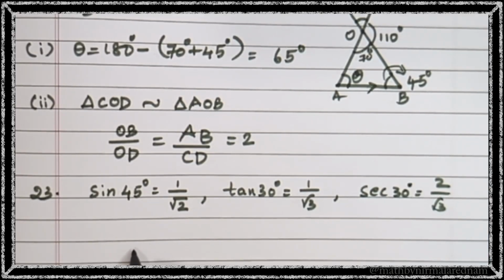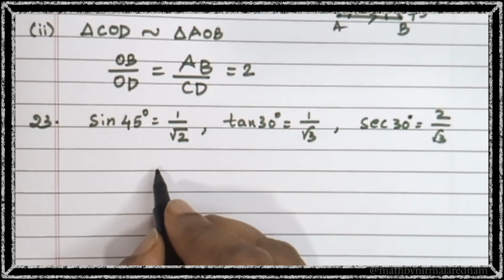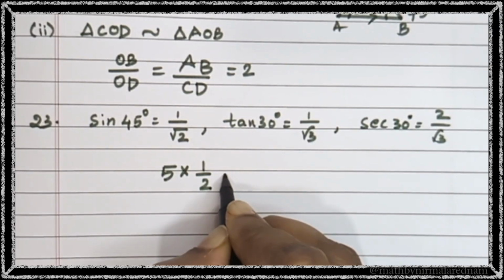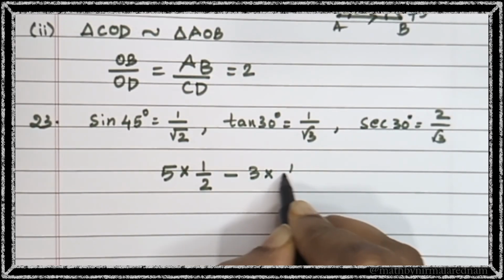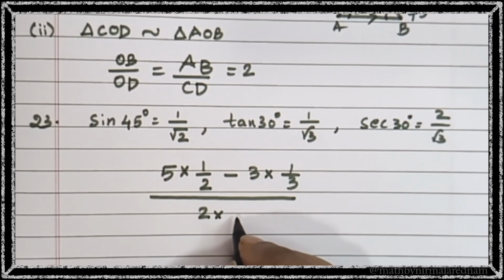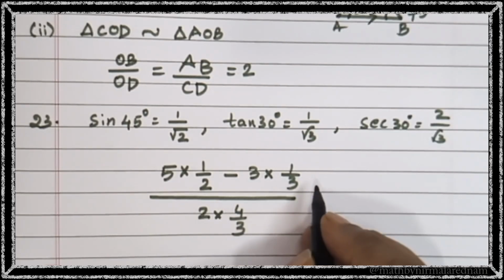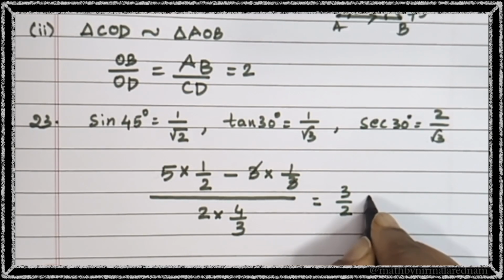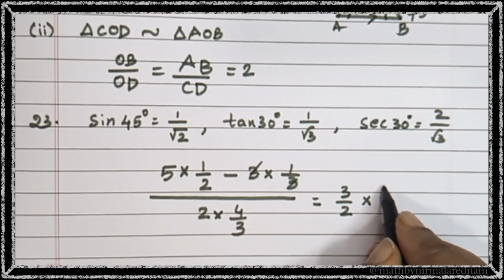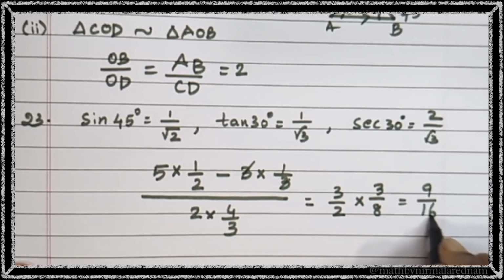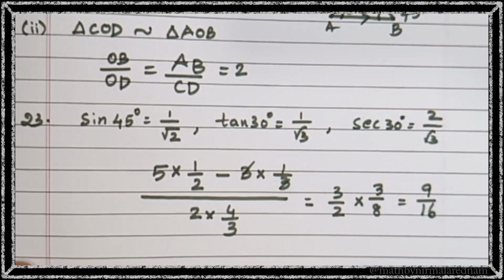Now let's substitute the values. I have 5 times sine square, so half, minus 3 times tan square, which is 1 by 3, whole divided by 2 times secant square 30, which is 4 by 3, right? So this is nothing but 5 by 2 minus 1, which is 3 by 2, into this will give me 8 by 3 in the denominator, so it will become 3 by 8 when it comes to the numerator, which is nothing but 9 by 16, and this is the required answer.